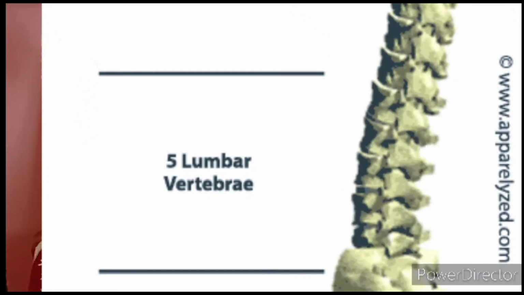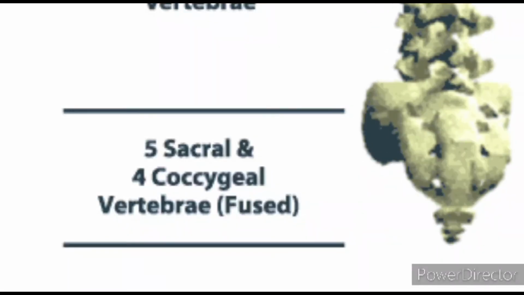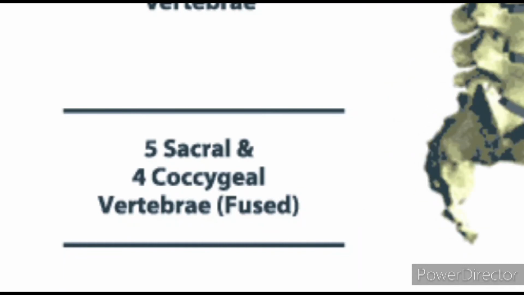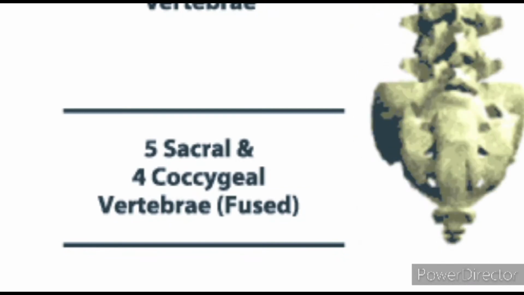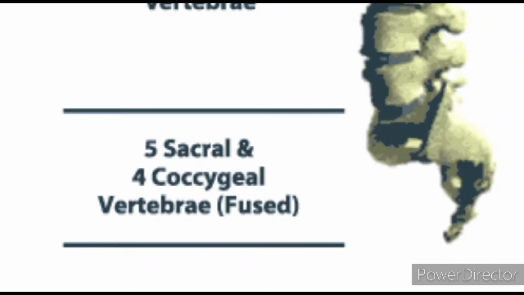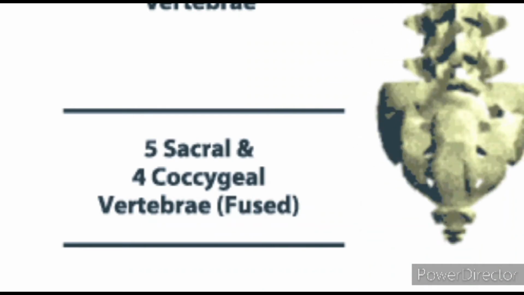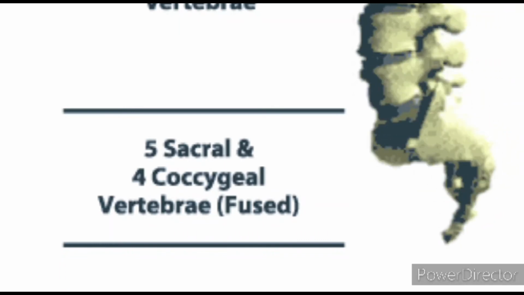Then comes your last one, the sacrum and the coccyx. The sacrum is a triangular shaped vertebra. You can see there, it consists of 5 fused vertebrae. They are joined there, they are not free, they are fused.